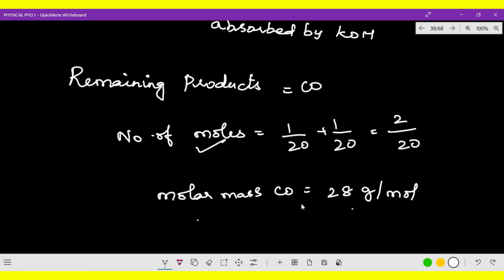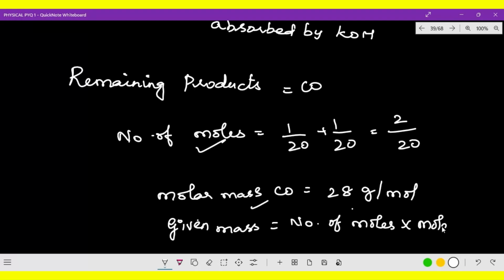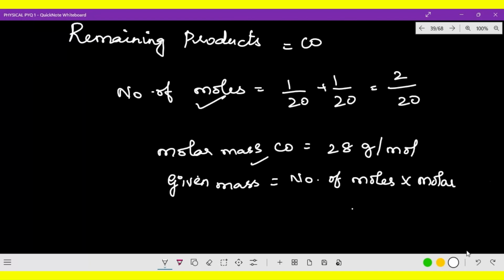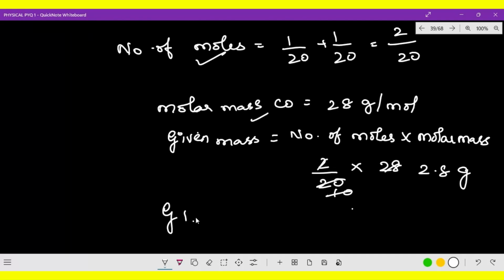Now we have to identify the given mass. Number of moles is there, molar mass is also there. Given mass equals number of moles into molar mass. So 2 by 20 into 28. How much will you get? 2.8 grams. So the given mass is 2.8 gram.